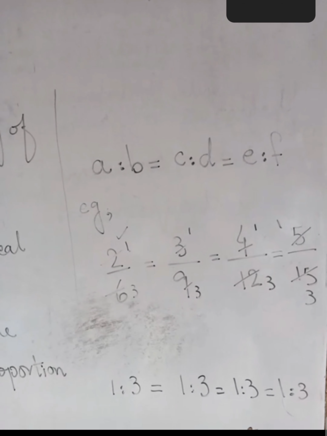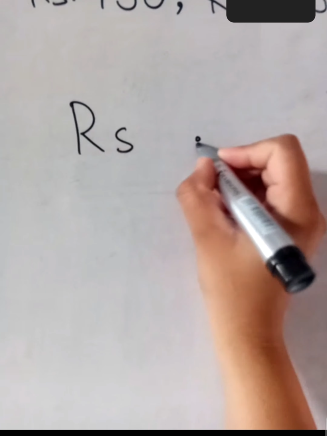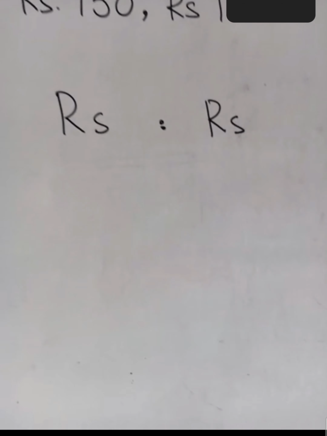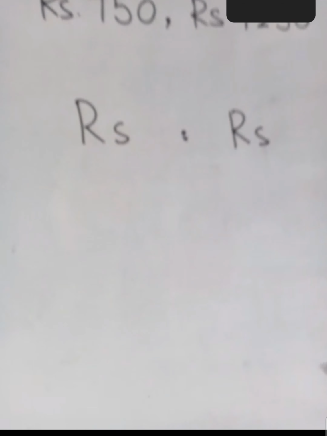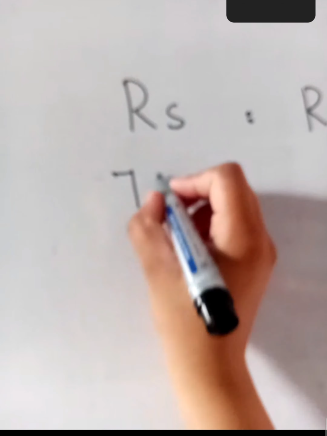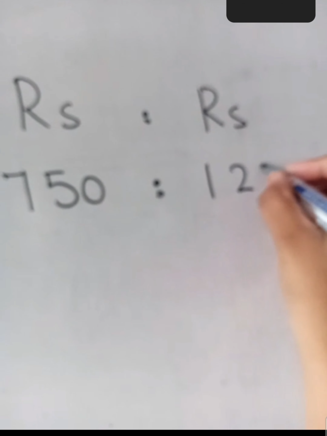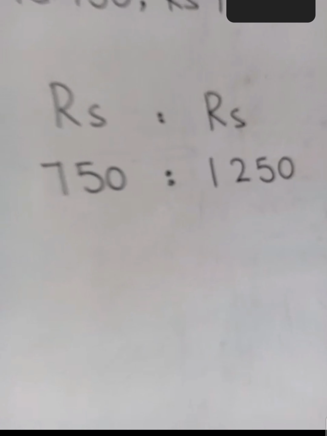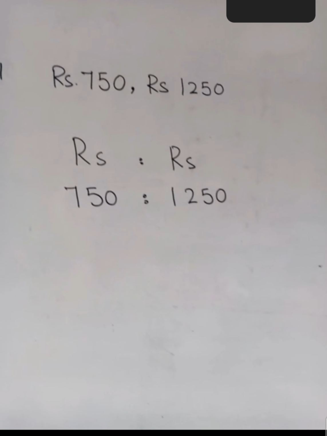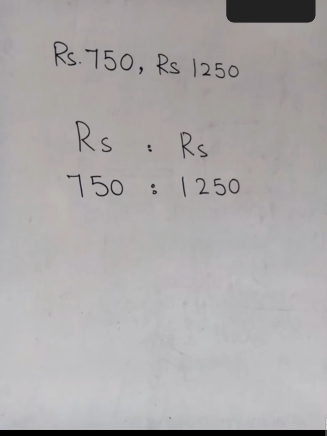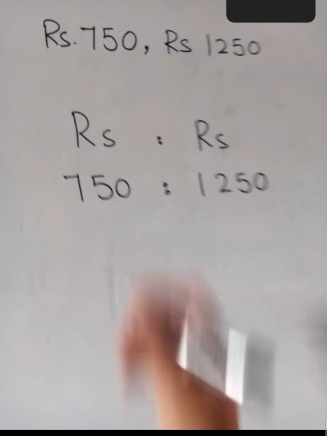Is it done? You have to write the unit here: rupees ratio rupees. Their units should be the same. The first one is 750 ratio, the second one is 1250. This is how we do it in ratio form. Secondly, they are saying to express them in their simplest form in fraction form.